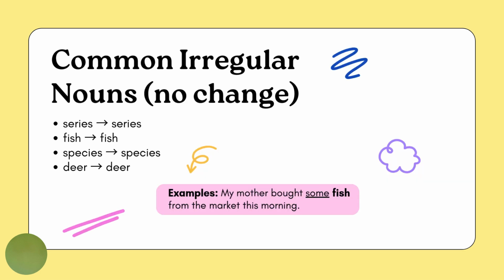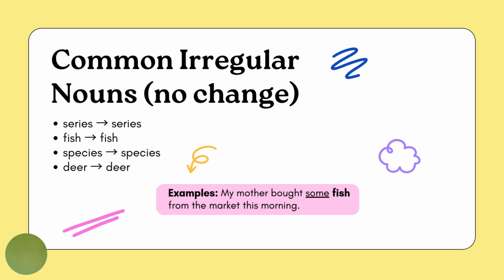Another example of common irregular noun that has no change. So series. I watched two series this week. It's okay. You don't say serieses. Okay, please don't do that. And then I bought some fish, not fishes.